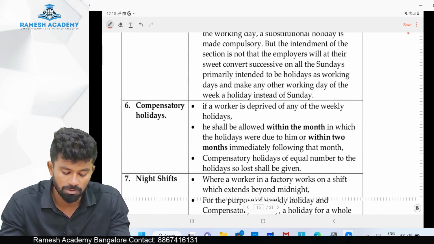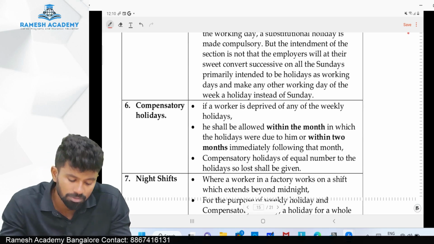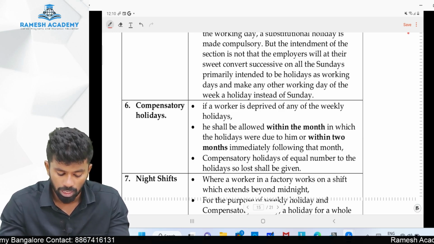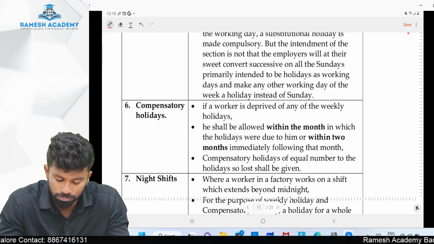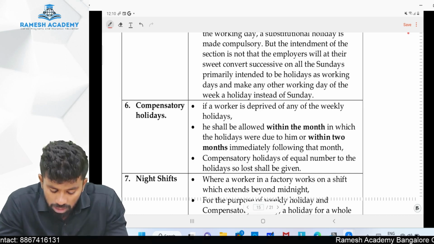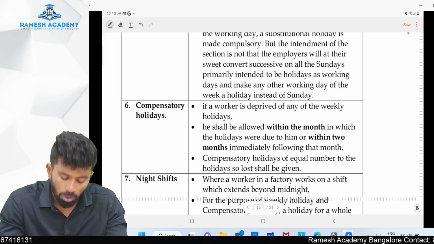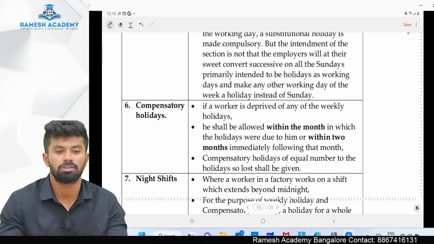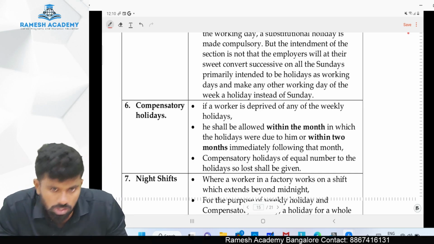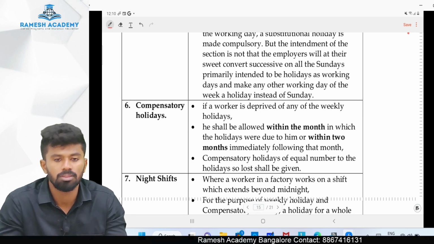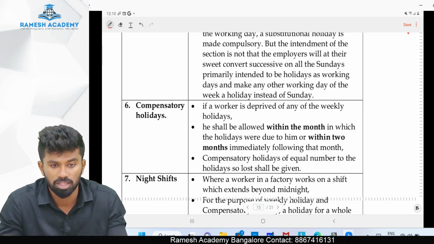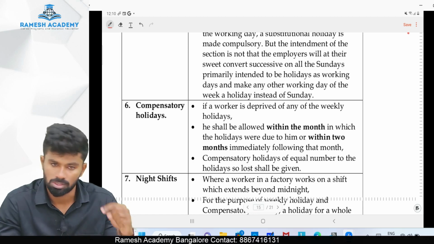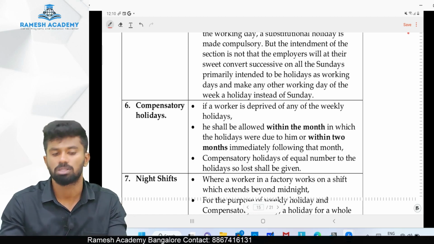Compensatory holidays: if a worker is deprived of any of the weekly holidays, he shall be allowed, within the month in which the holidays were due to him or within 2 months immediately following that month, compensatory holidays of equal number to the holidays so lost. If there is a national holiday and you work on that day, you get what? A compensatory holiday in the same month or within the next 2 months.